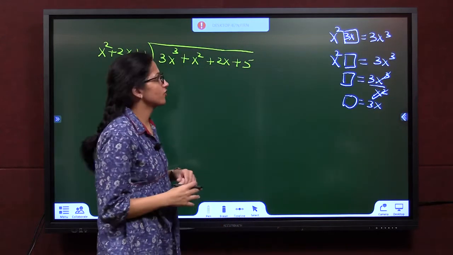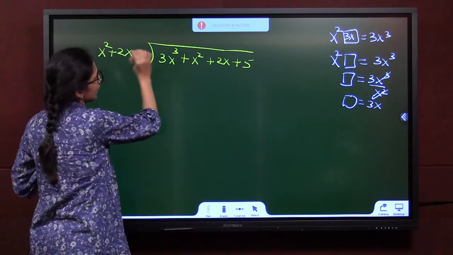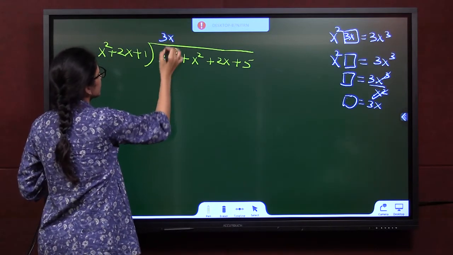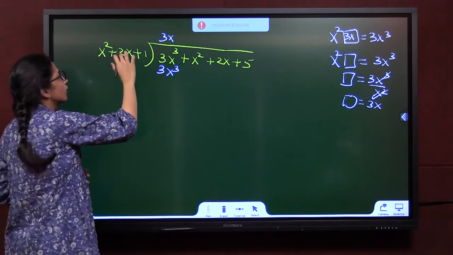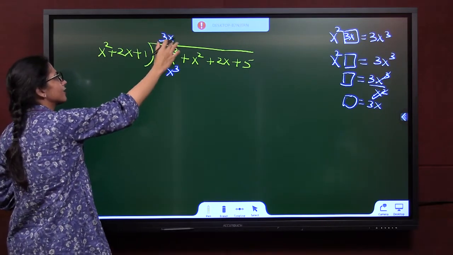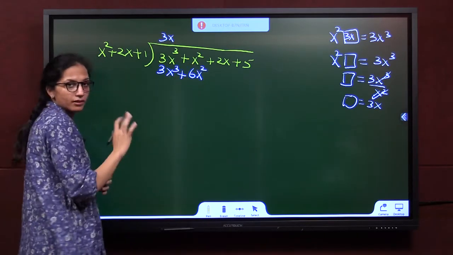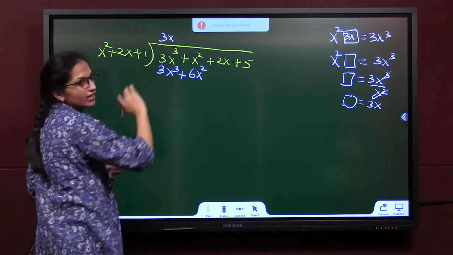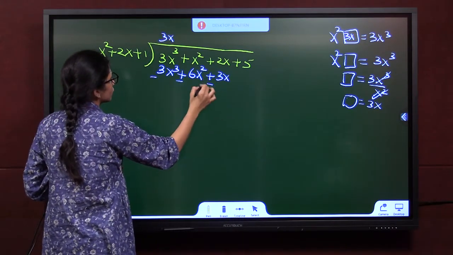I'll do this only for the first few problems. After that, I will directly do it. This is for you to understand. X square into 3x gives 3x cube. 2x into 3x. 2 3s are 6. X into x, x square. Plus 6x square. Write it under the x square term only. 1 into 3x, 3x. Signs change.